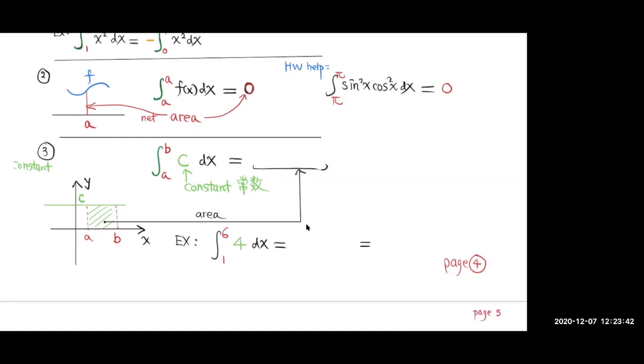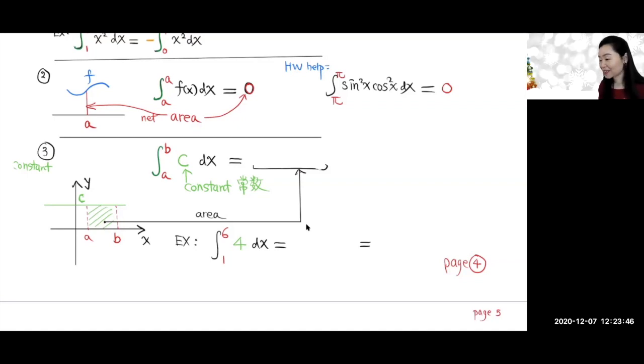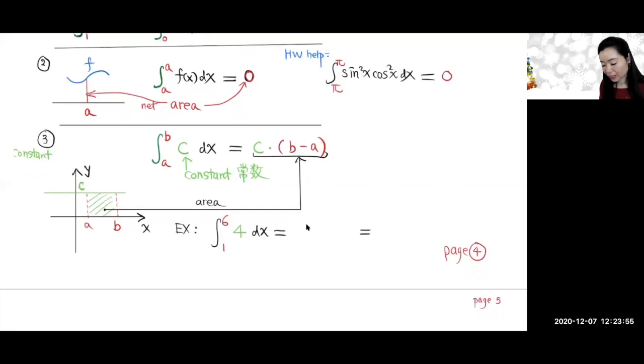V minus A, times C. C, you got it, okay? So that will be c times b minus a. So when you integrate a constant function, it will be equal to this constant times b minus a. Okay, so you can use it as a formula.